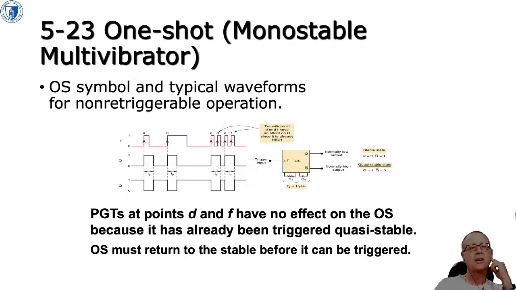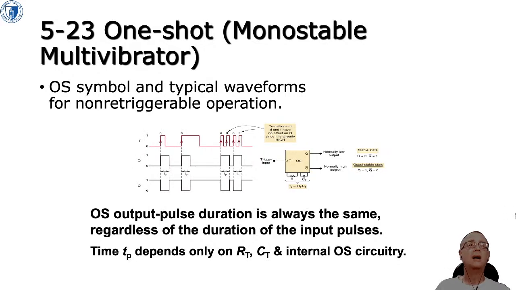So positive going transitions at points D and F have no effect, and we just talked about that. Again, the output pulse doesn't depend on what's happening on the input. The output pulse is always the same.